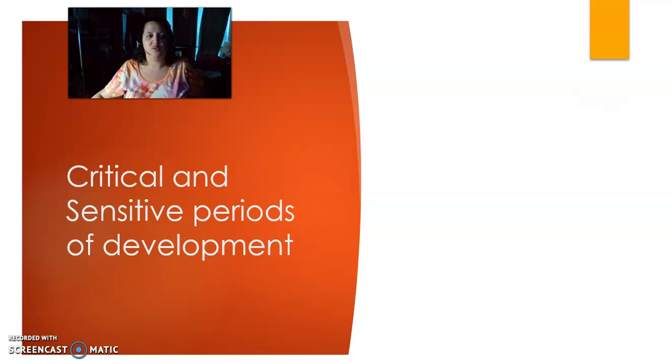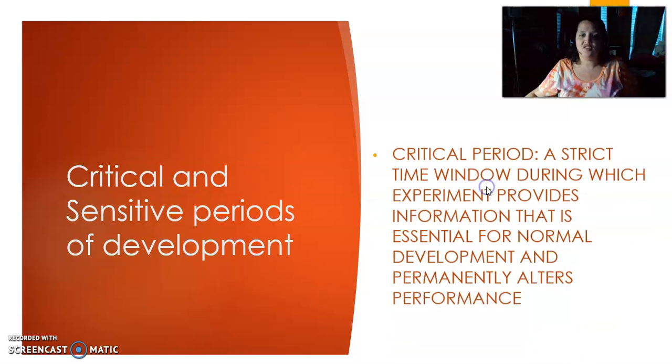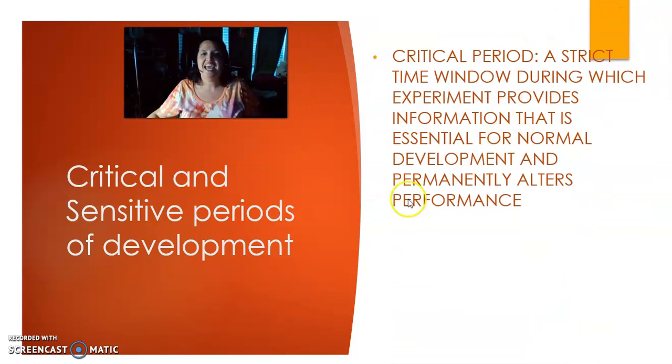So the last thing to talk about is what's referred to as the critical and sensitive periods of development. The critical period of development is a very strict time window in a developmental time period. And in that time, experience, not experiment, so sorry you guys, experience provides information that is essential for normal development. And this is a time when a performance can permanently be altered. So what that means is during a critical period, if you don't learn certain information or you don't get a certain experience, you might not ever be able to catch up with different activities.